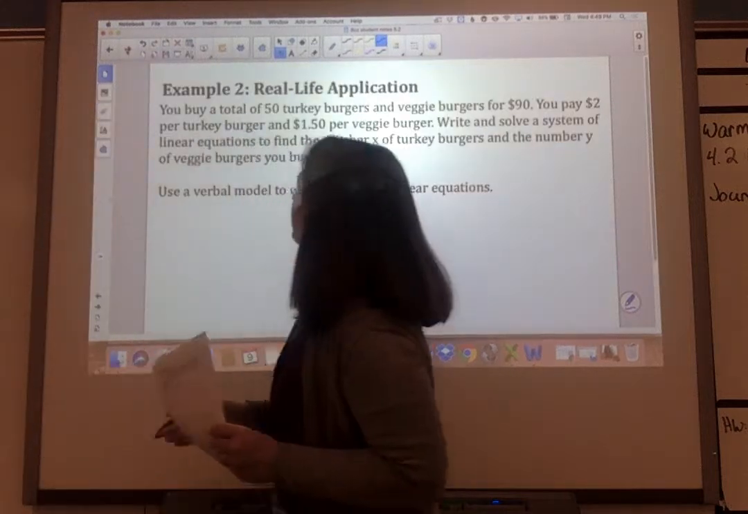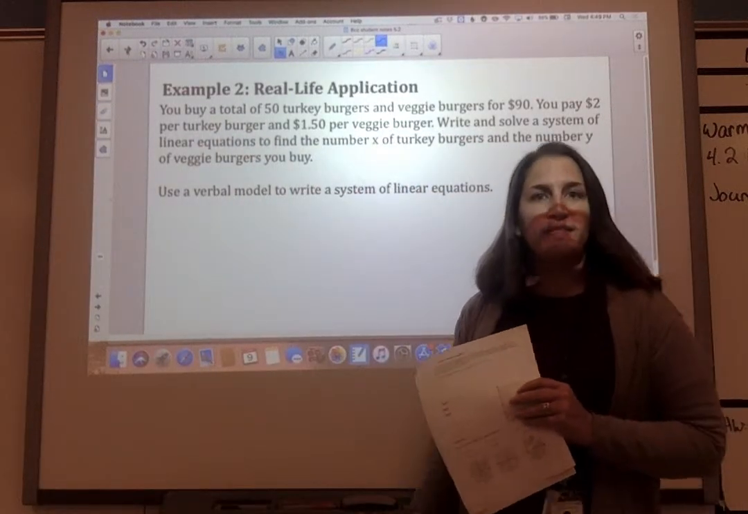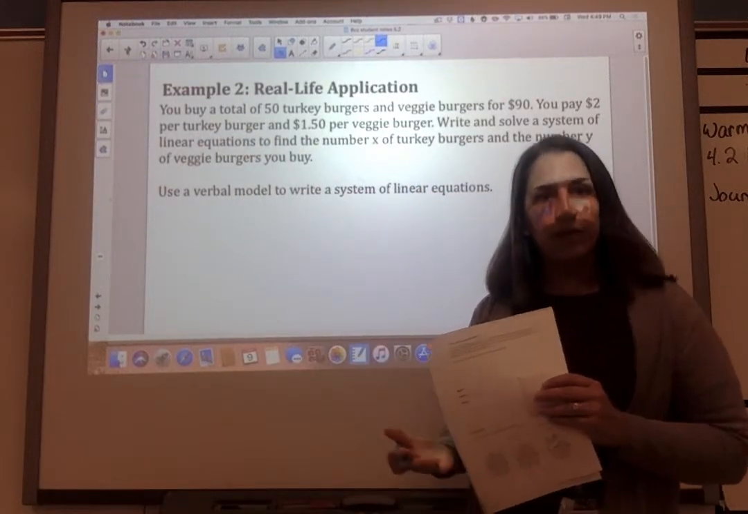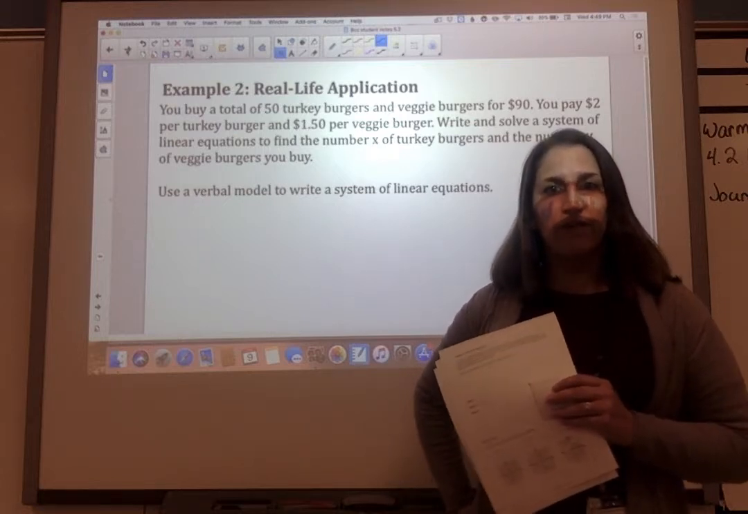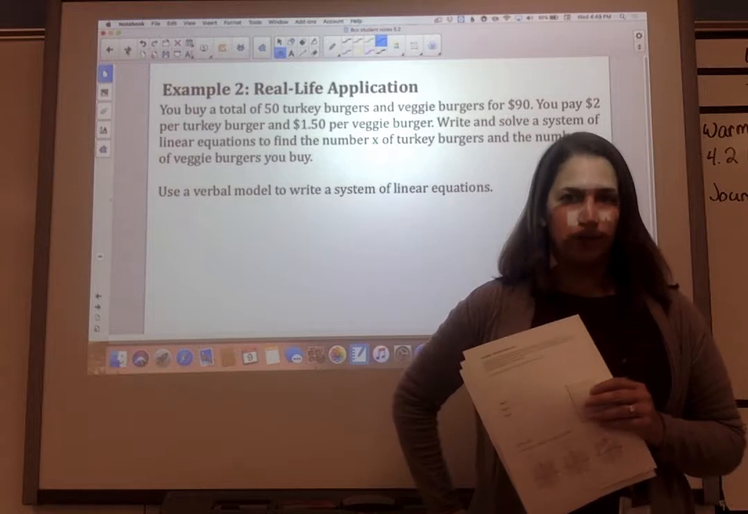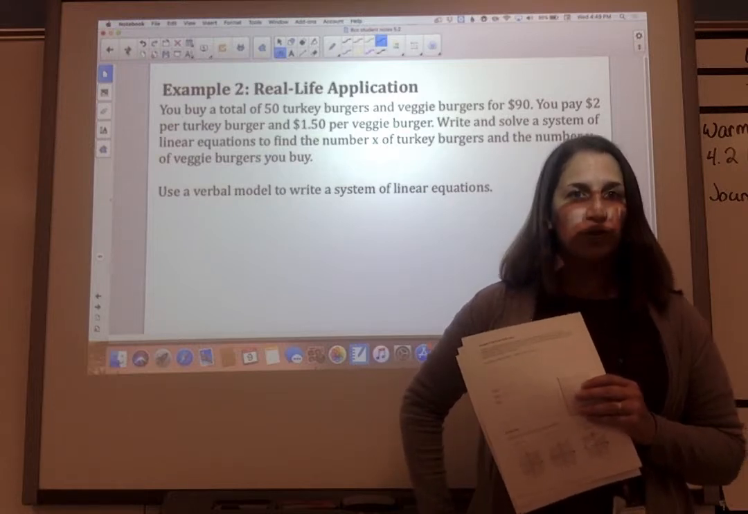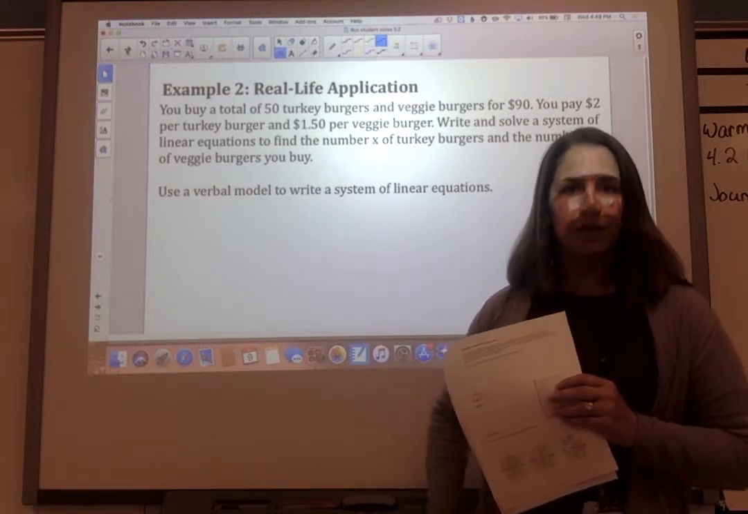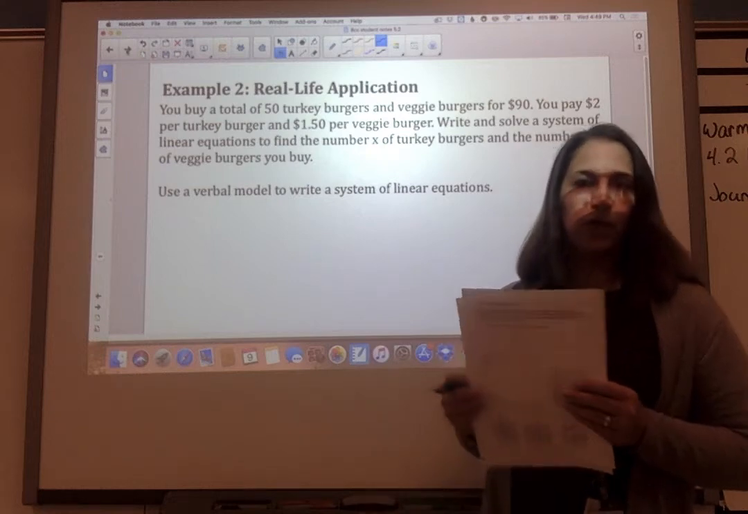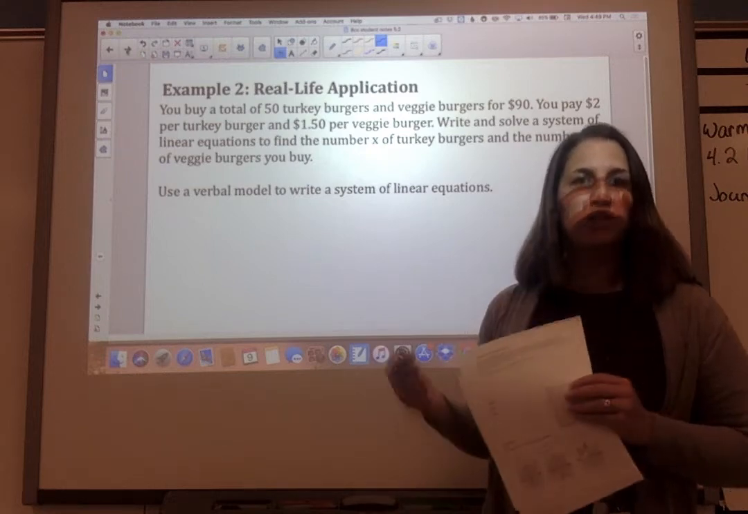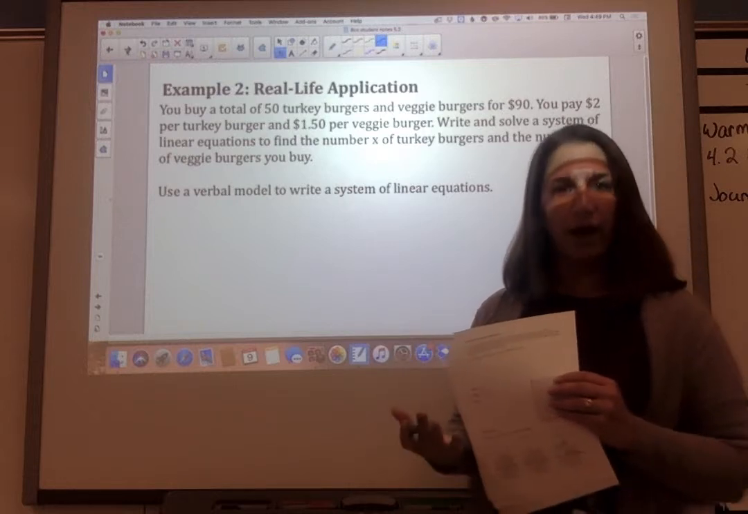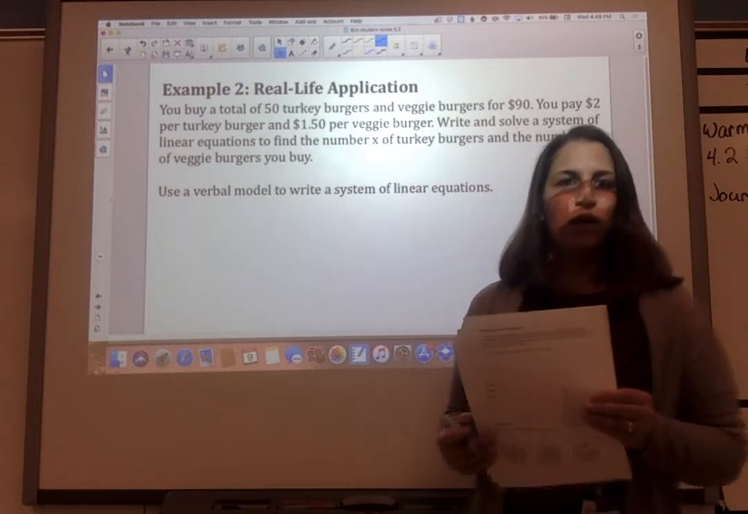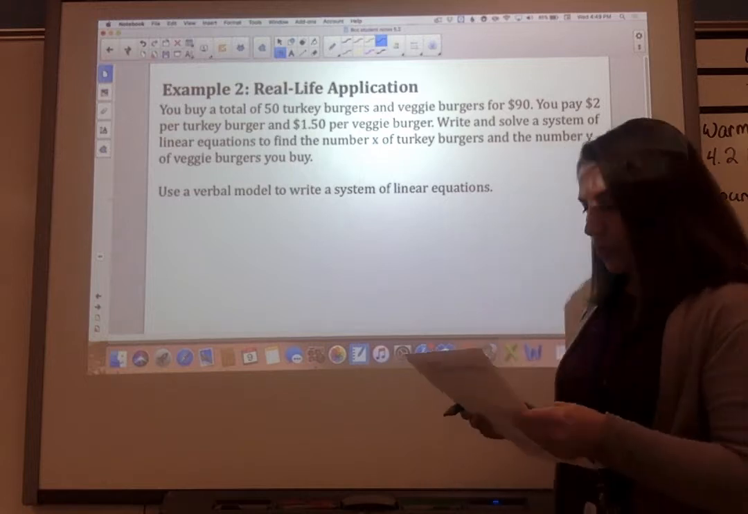Okay, let's solve a real-life example. This time we're going to have to come up with the equations. So you buy a total of 50 turkey burgers and veggie burgers for $90. You pay $2 per turkey burger and $1.50 per veggie burger. Write and solve a system of linear equations to find the number x of turkey burgers and the number y of veggie burgers. So let's start with a verbal model.